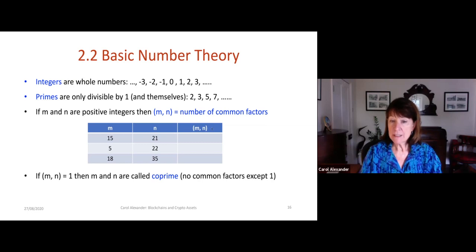So this is 2. What about 5 and 22? Well, they're coprime because 5 is a prime and 22 isn't a multiple. So (m, n) is 1. 18 and 35: 18 is 3 squared times 2 and 35 is 5 times 7. So these are coprime as well. Okay, so that's what I mean by coprime.